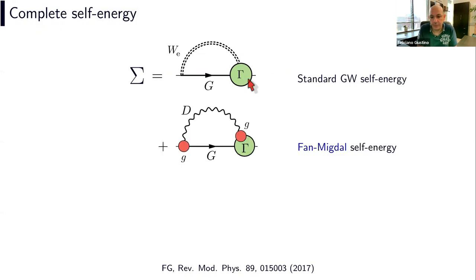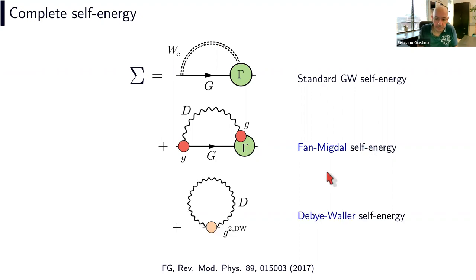Then there is another term that is similar in shape, but in this case, instead of having the screened Coulomb interaction, we have the phonon propagator here. So that would be the phonon Green's function. So this is the form of an electron Green's function times a phonon Green's function times an electron-phonon matrix element here and here, times the same vertex we have on the top. So in practice, also in this case, the vertex is usually neglected because it's very difficult to evaluate. And this is what we call the Fan-Migdal self-energy.